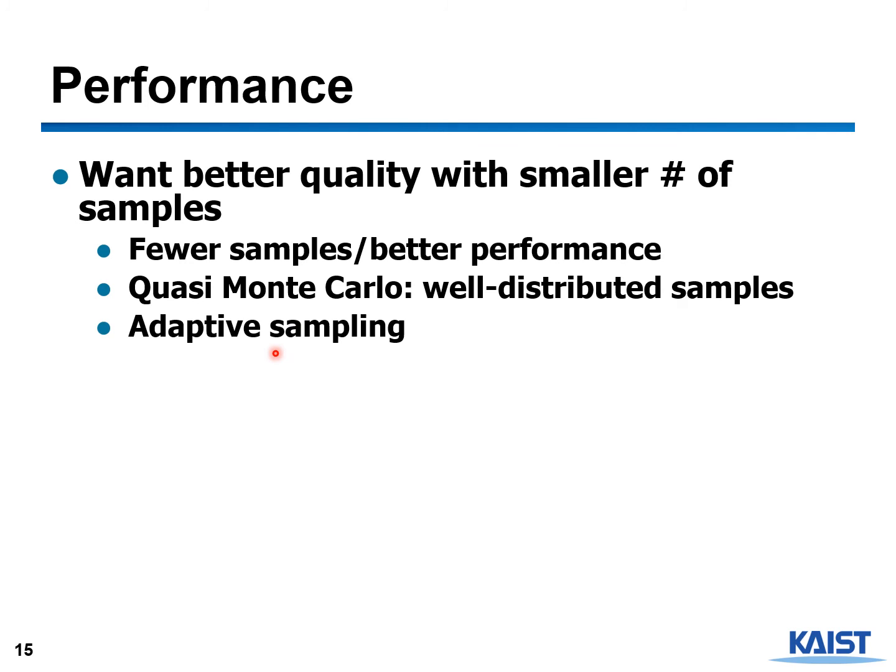Basically, there's one difference from path ray tracing. This quasi Monte Carlo technique uses deterministic, well-distributed samples. They look like random samples, but are not random samples. Since they are not random, it has a much more complicated theory. I'm not going to talk about quasi Monte Carlo, but its main idea is that we want to achieve better quality with a small number of samples.